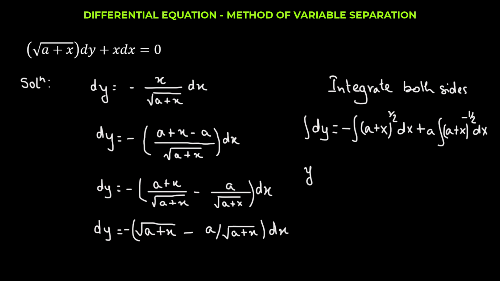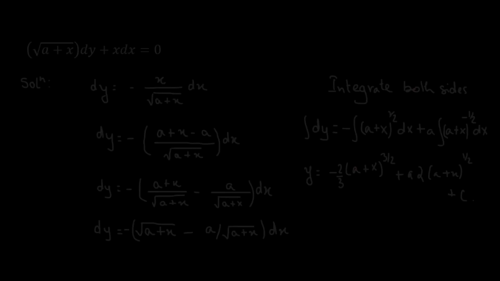The integral of dy will be y, which, using the power rule, equals negative 2/3 of (a plus x) to the power of 3 over 2, plus a times (a plus x) to the power of 1 over 2, and it will also get multiplied with the number 2, plus the constant of integration c, and this is going to be the solution to the given differential equation. Problem number 8.